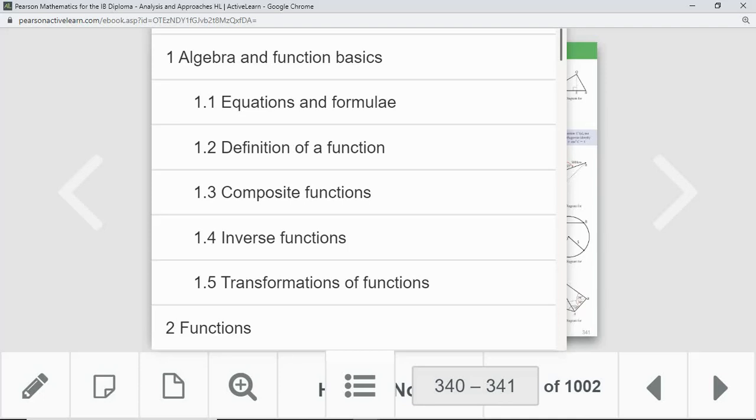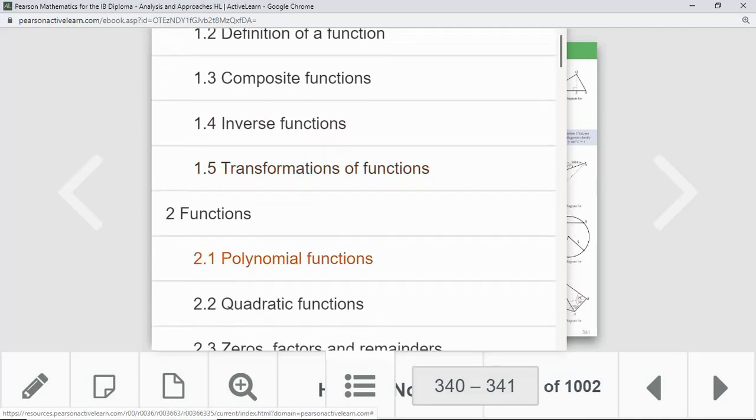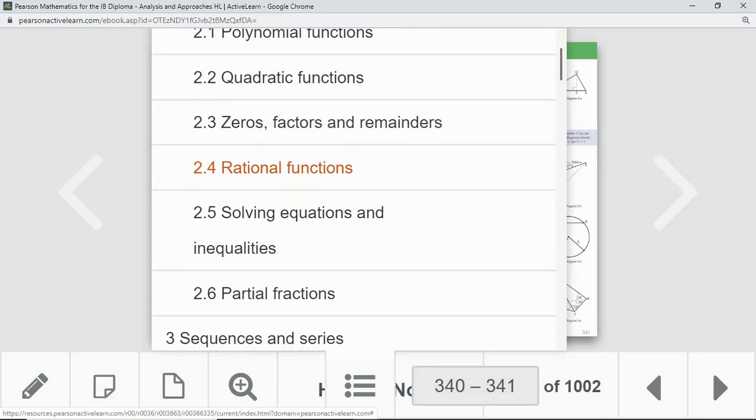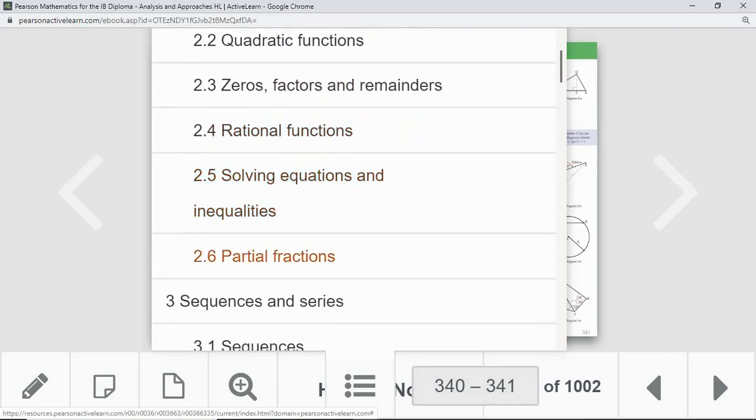So, the first thing I want you to see is what topics we have covered from the program so far. Notice that the first topic in the IB program for HL is algebra and function basics, which we have done: equations, definition of a function, composite functions, inverse functions, and transformations of functions. In the topic of functions, subtopics are polynomial functions, quadratic functions, zeros, factors and remainders, rational functions, solving equations and inequalities, and partial fractions.